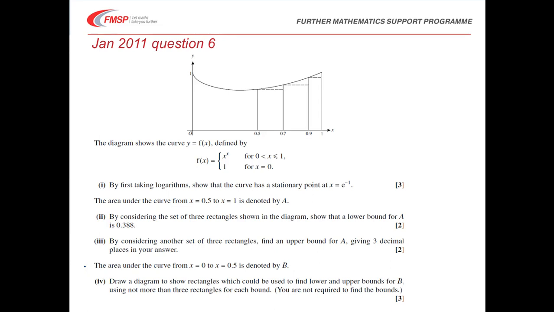It then says the area under the curve from x equals 0 to x equals 0.5 is denoted by B. And we're asked to draw a diagram to show rectangles which could be used to find lower and upper bounds for B, using not more than 3 rectangles for each bound. And it says you are not required to find the bounds.